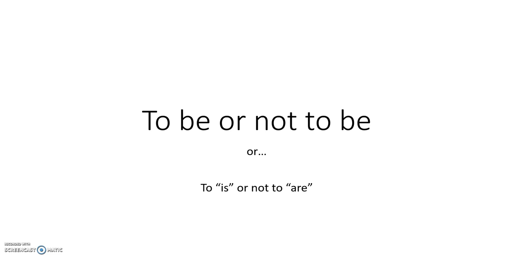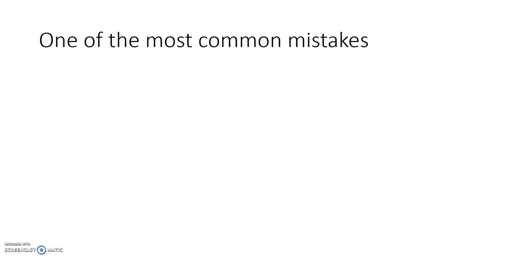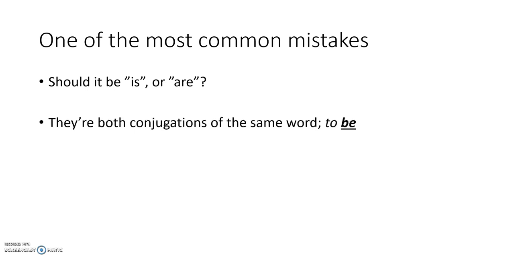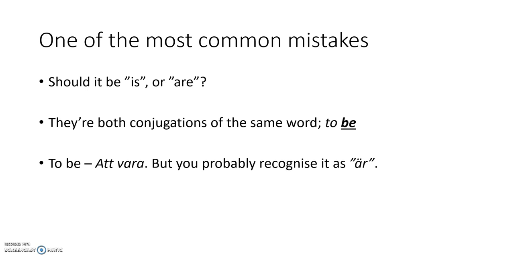Today we're going to have a look at the verb be, or more specifically, to learn when to use is or are. This is one of the most common mistakes that is fairly simple to learn how to do properly. While writing, you'll sometimes come across the question, should it be is or are? And it's tricky. They're both conjugations of the same verb, to be. It means att vara. But most of the time, the problem shows up when we're supposed to translate the Swedish word är.